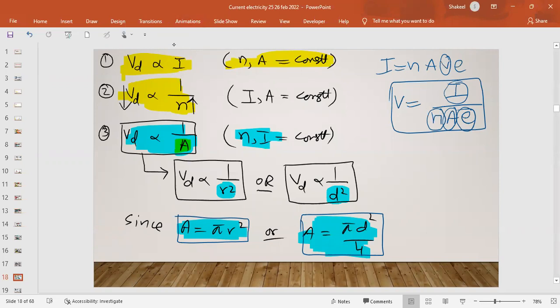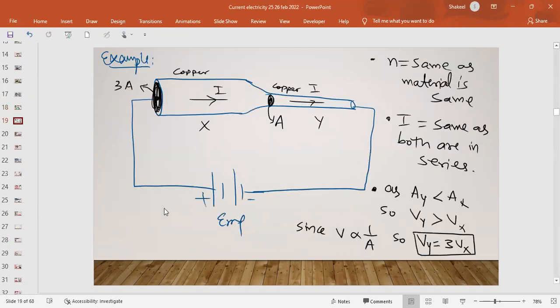Okay, so let's move to the next thing. Okay, so let's do this example.